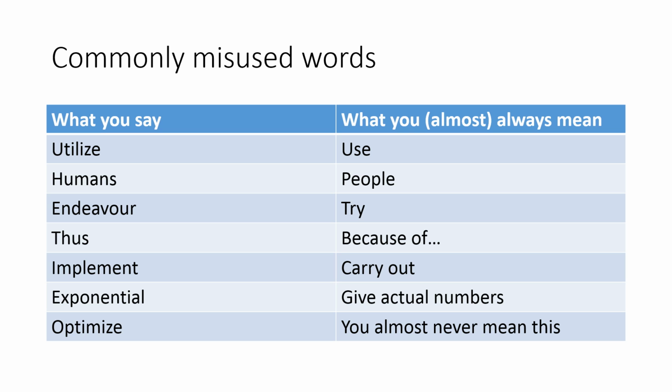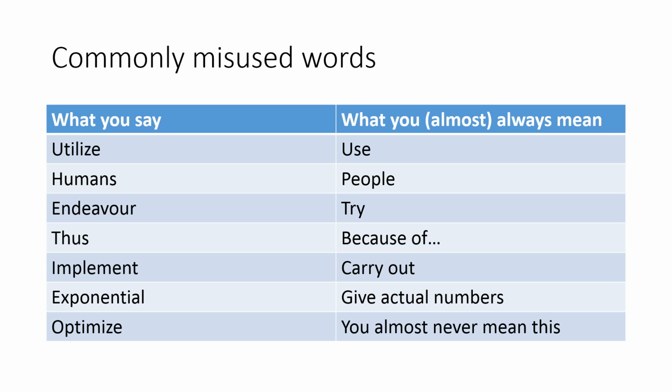Humans versus people is another one. Humans is a scientific term. It's used sometimes when you actually mean the scientific species of humans. For instance, the human endocrine system, or if you're talking about measurements or proportions of the human head to the human arm. But usually what you mean is the word people. Humans don't utilize computers. People use computers. Endeavor is just a longer way of saying the word try.